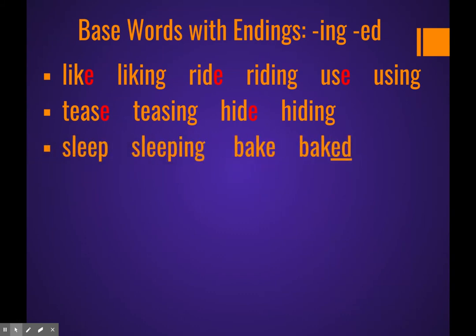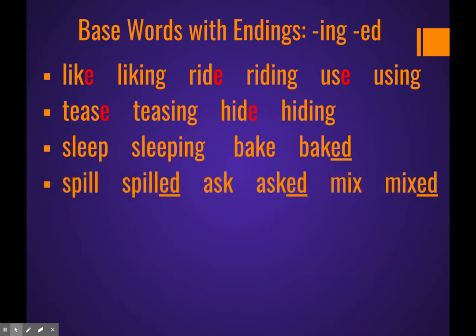Now what you're going to notice is a consonant at the end of the word. Therefore, we just add the ing. Here the word already ends in an E. We're going to add the ed. Okay, ready? My turn. Sleep, sleeping, bake, baked. Okay, read those with me. Sleep, sleeping, bake, baked. Okay, next one.